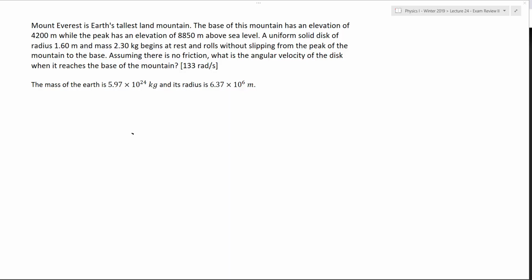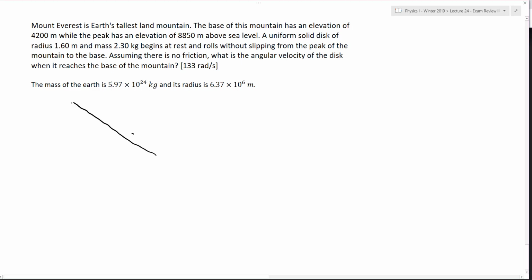Mount Everest is Earth's tallest land mountain. The base of this mountain has an elevation of 4,200 meters, while the peak has an elevation of 8,850 meters above sea level. So here's this mountain. I'm just going to draw it looking like a ramp.